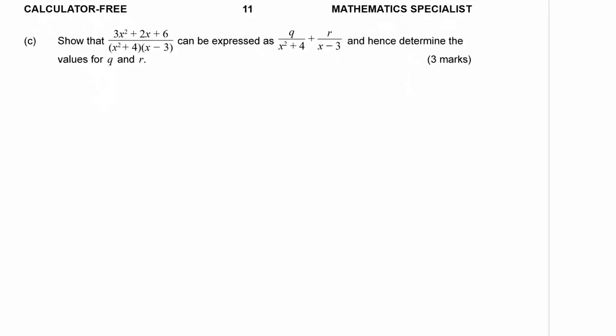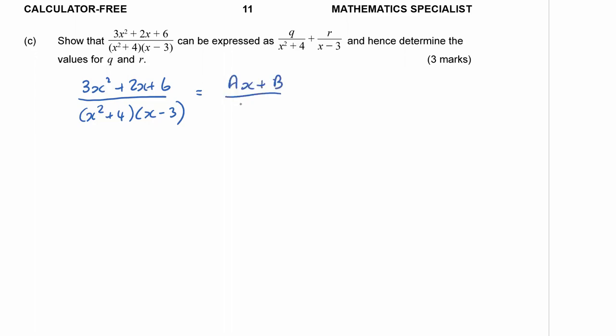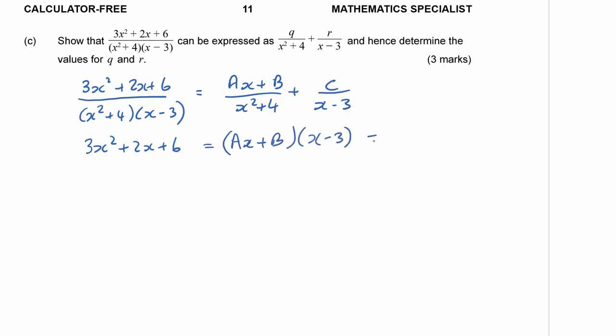So we want to show this. Basically, we want to use partial fractions. So 3x squared plus 2x plus 6 over x squared plus 4 times x minus 3 can be written as ax plus b over x squared plus 4 plus c over x minus 3. Clearing fractions, 3x squared plus 2x plus 6 is ax plus b times x minus 3 plus c times x squared plus 4.